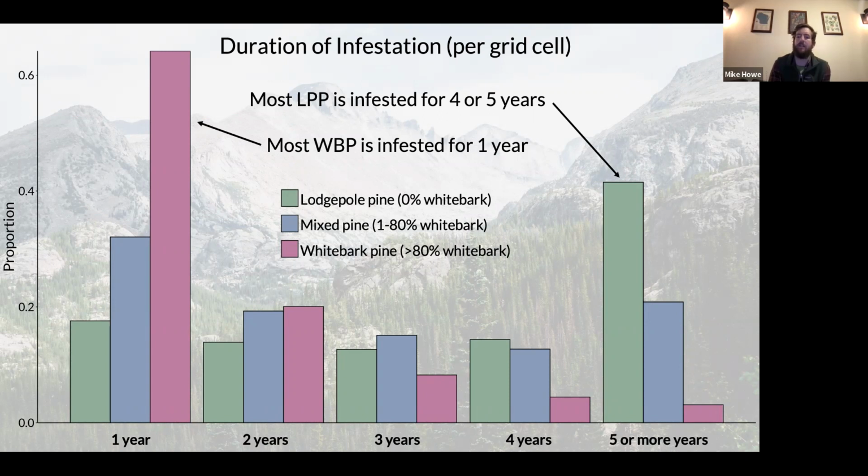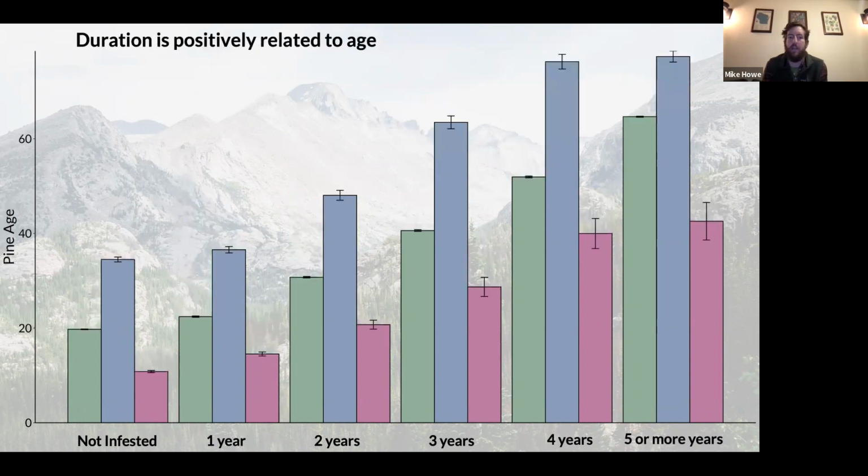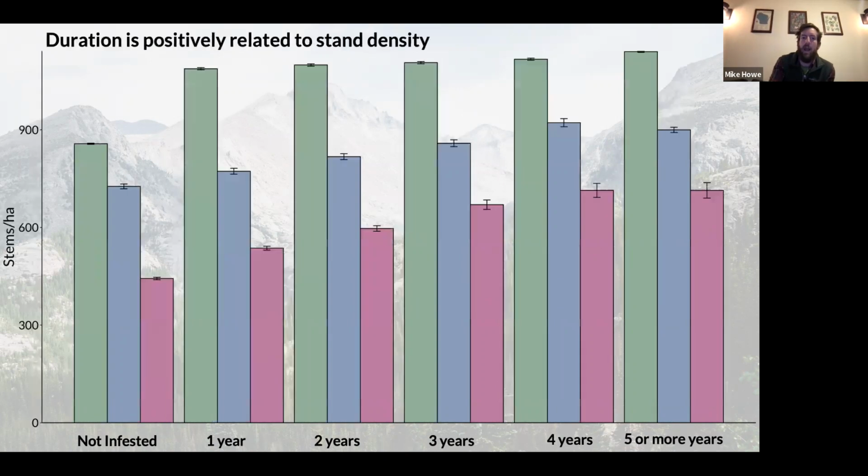We can also look at the duration of infestation per grid cell, where on the x-axis is the number of years a single cell was infested, and on the y-axis is the proportion. And what we see is that most lodgepole pine was infested for 4 or 5 years, whereas most whitebark pine was only infested for 1 year. We also see that the duration of infestation was positively related to the pine basal area of each individual pixel. We also see that duration is positively related to age, and duration is positively related to the number of stems per hectare.